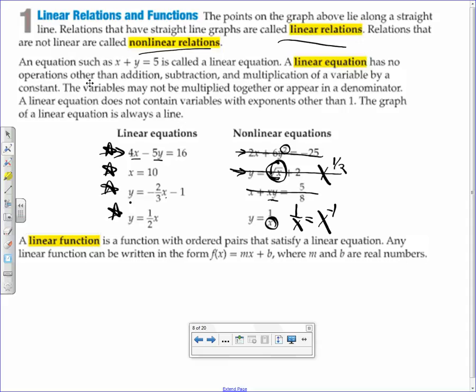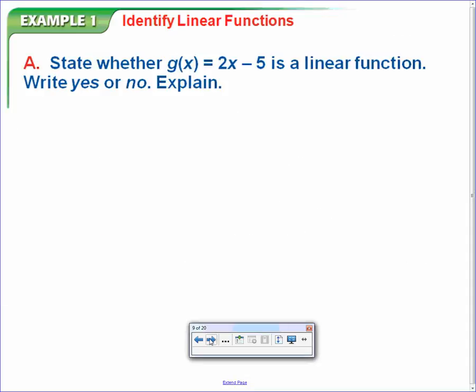All right? Looking at this example, state whether g of x equals 2x minus 5 is a linear function. Now remember, g of x from last Thursday, that's just another way of writing y. So if I have y equals 2x minus 5, is that one linear? Yeah. It's got a slope. It's got a y-intercept. There's no powers other than 1 on that y. There's no powers other than 1 on that x. So explain. If I would say yes, it's linear.